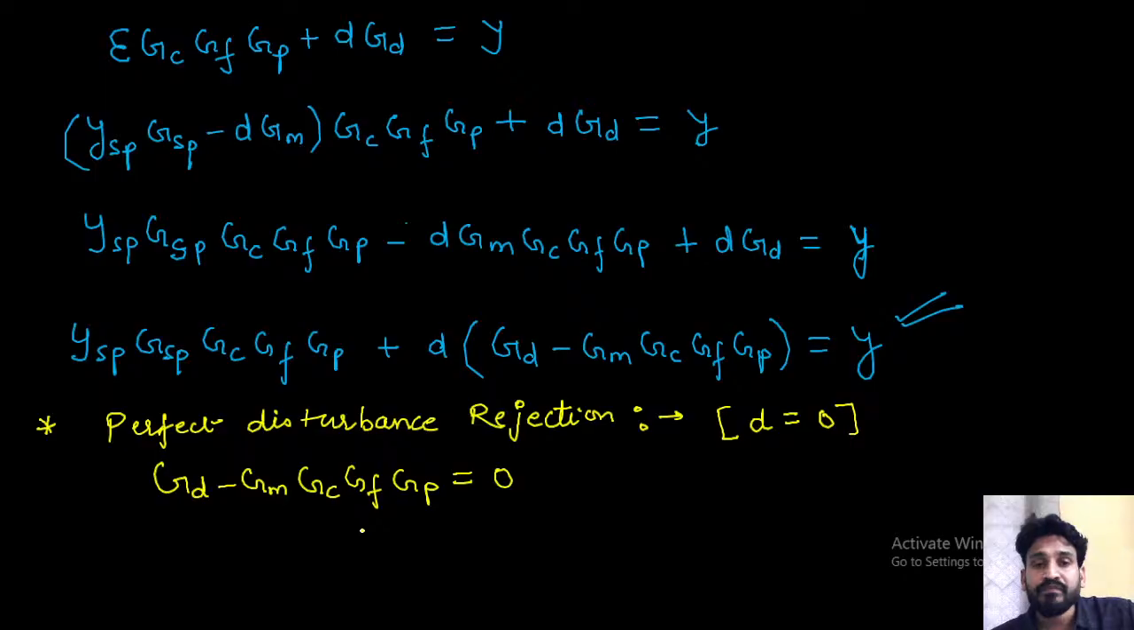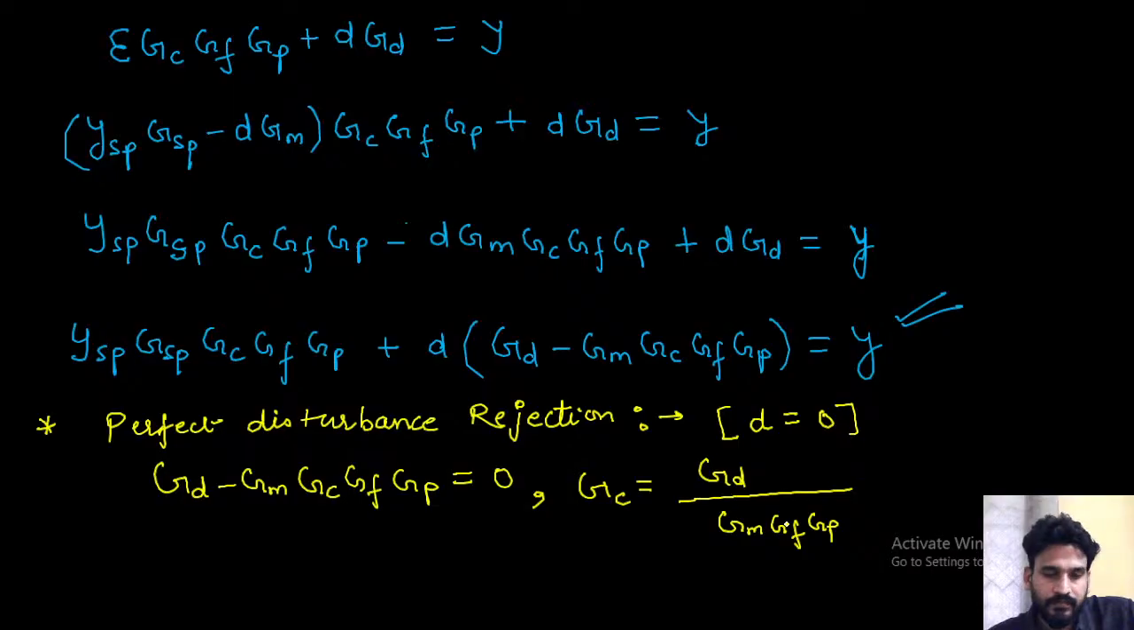They'll ask you for the feed forward controller transfer function for perfect disturbance rejection. What is the feed forward controller transfer function? Very simple, through this equation I can calculate that my GC is GD divided by GM, GF and GP. This is my controller transfer function for the feed forward control.